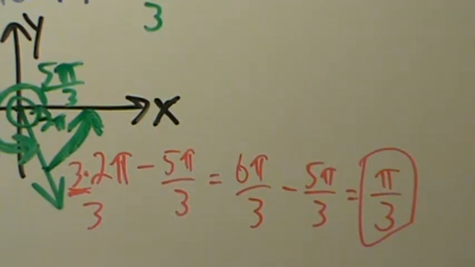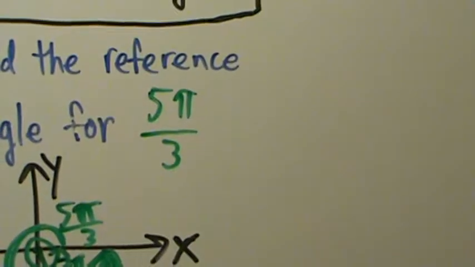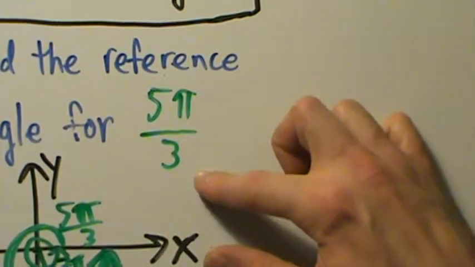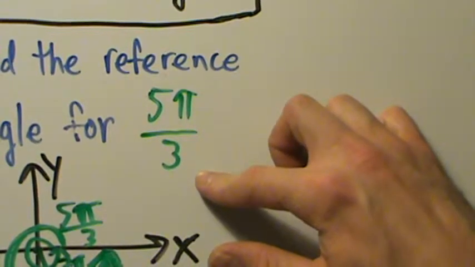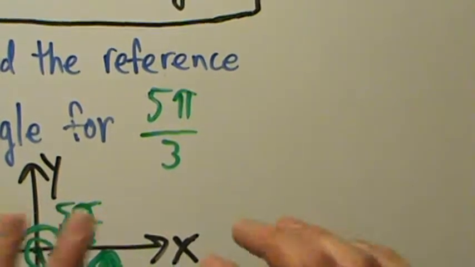So you might be noticing a pattern here. What was the answer to example 1? It was pi over 6. What was the answer to example 2? Pi over 4. The answer to this one was pi over 3. So you might be thinking, well, hey, isn't the reference angle just always pi over whatever the denominator is? So 5 pi over 3, the reference angle is pi over 3. 7 pi over 6, the reference angle is pi over 6. 3 pi over 4, the reference angle is pi over 4. Won't that always be the case?